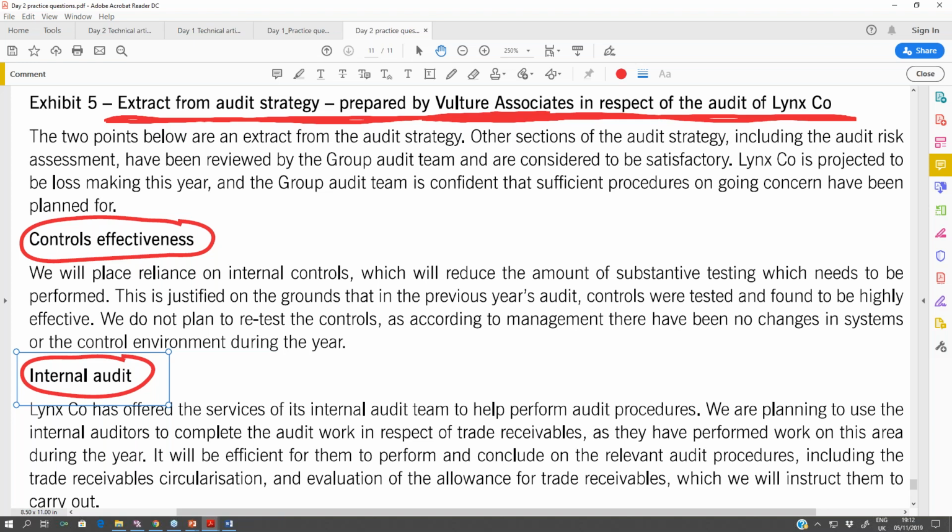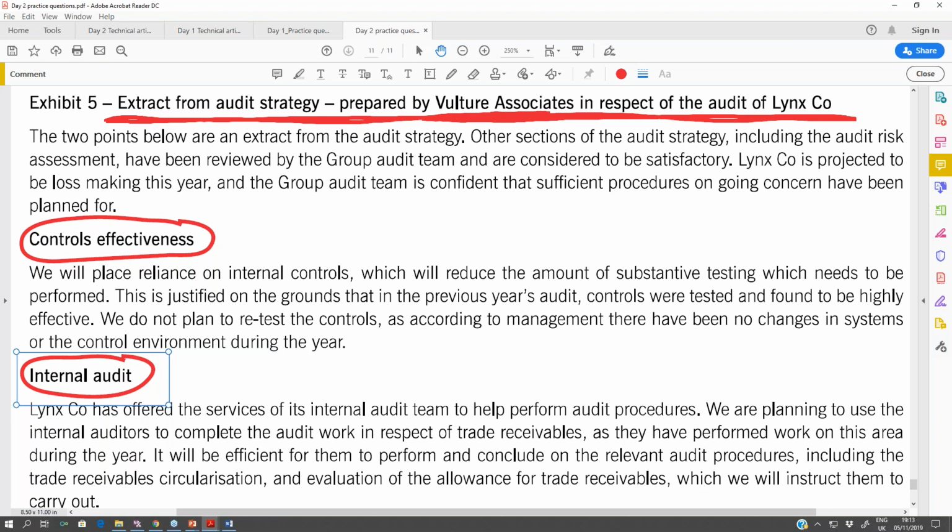So we are not working on the areas where the group audit team has already been satisfied, but there are two areas where the group audit team is not satisfied. One of them is control effectiveness, and one of them is internal audit. In the rest of the areas, the group audit team has already been satisfied. Is that clear with all of you now? So is the group audit team satisfied with the rest of the audit strategy prepared by Vulture? If I can get your quick answers. Is the group auditor satisfied with the strategy, apart from the two areas which have been given to us?